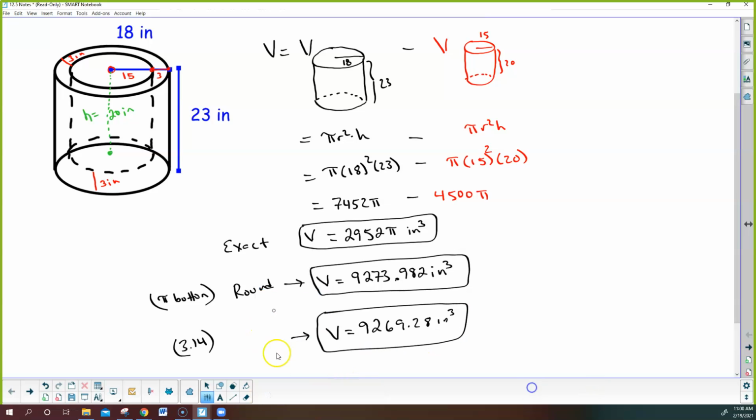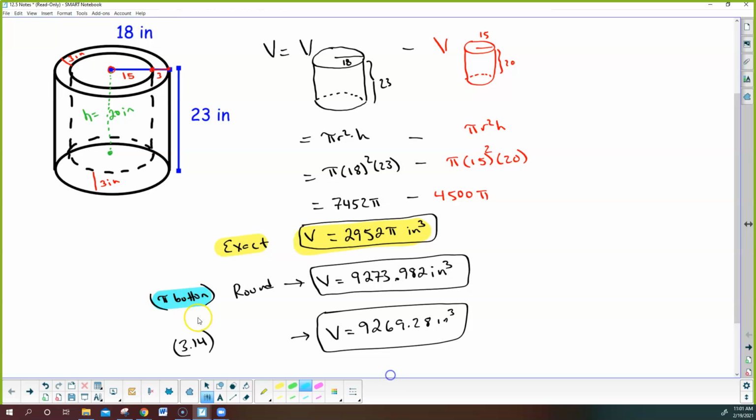Okay. So I want you to think about which one is the best answer. Well, if you were going to pour the concrete and you had to order the perfect amount of concrete so you didn't have too little or too much, you would want to pick the exact answer, right? However, my guess is if you call the company and order this amount of cubic inches, 2,952 pi cubic inches, they might not fully understand what you're talking about. So what's the next best option?